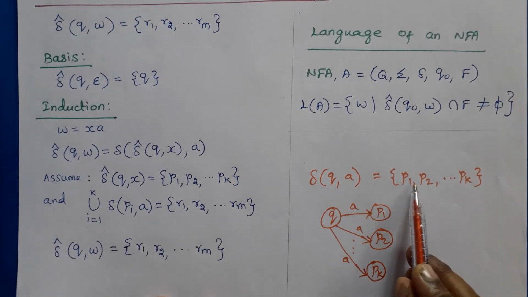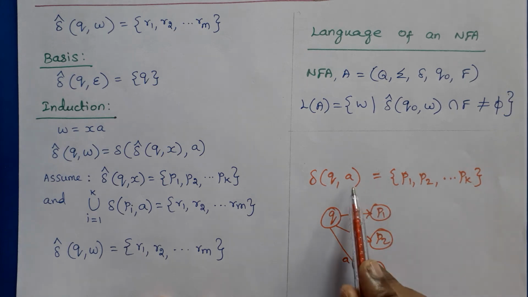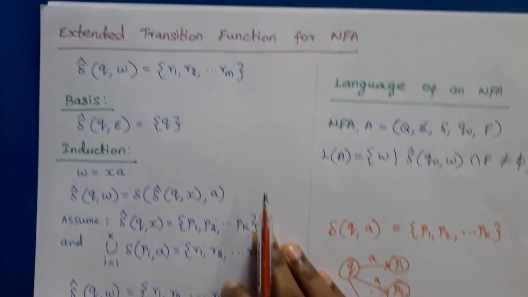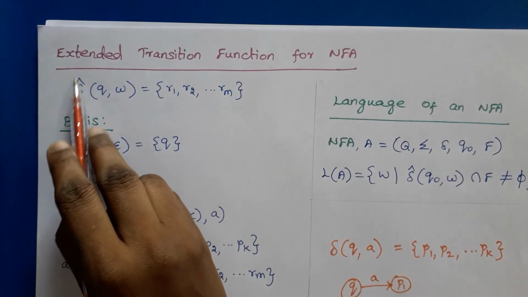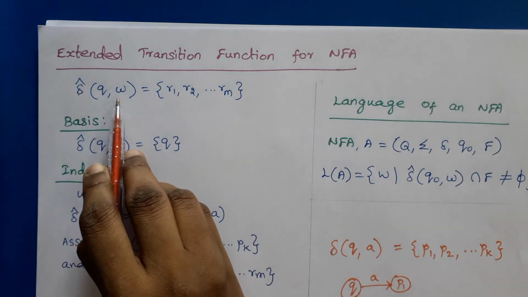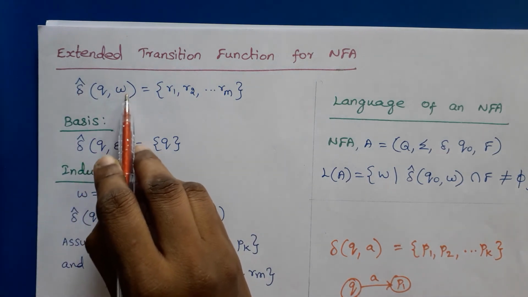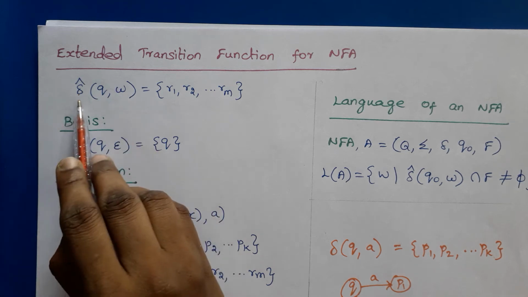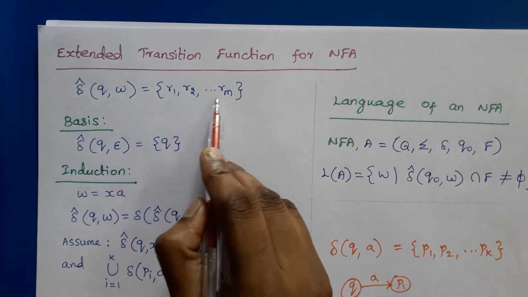A DFA can have only one next state, but an NFA can have any number of next states for the same input symbol. So q and the current single input symbol are the two arguments of the delta transition function. The extended transition function for NFA can be written as delta cap. So instead of a single input symbol, here a string is the second argument. So delta cap of q comma w is equal to r1 r2 up to rm.